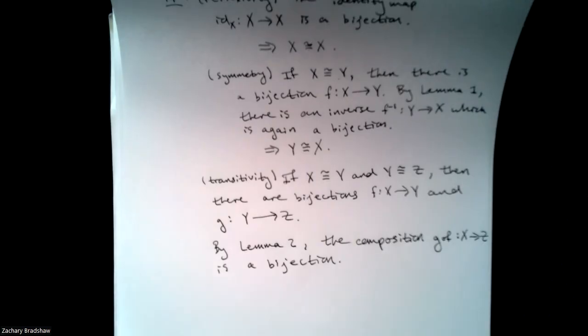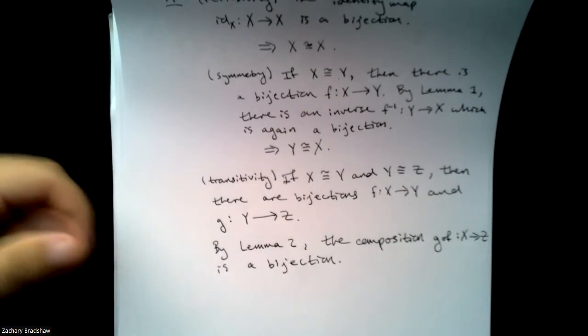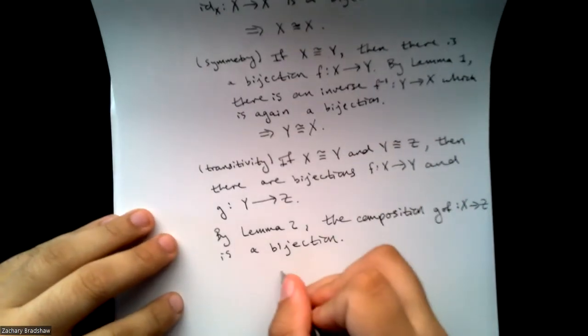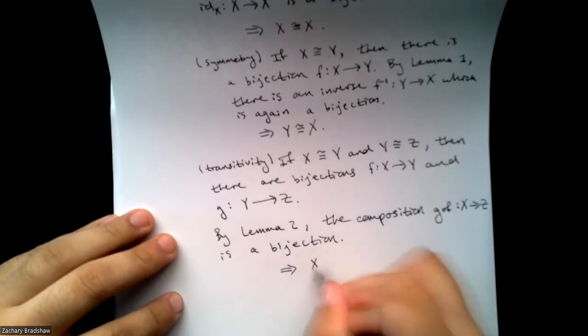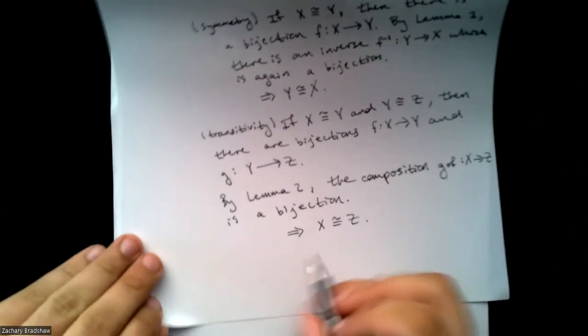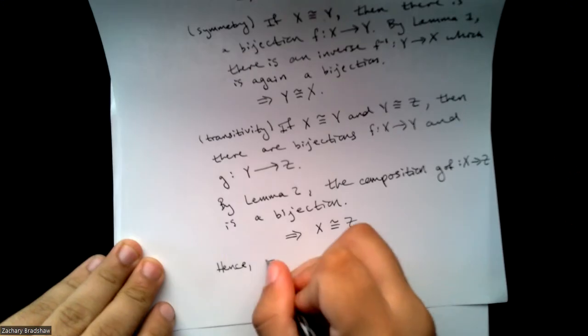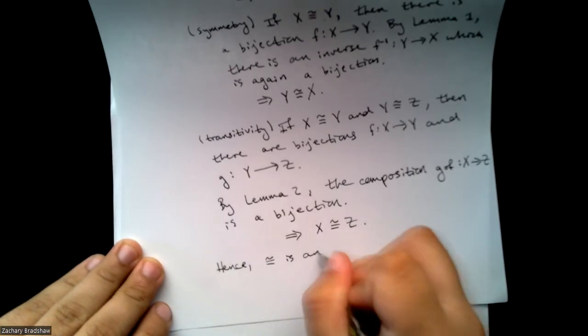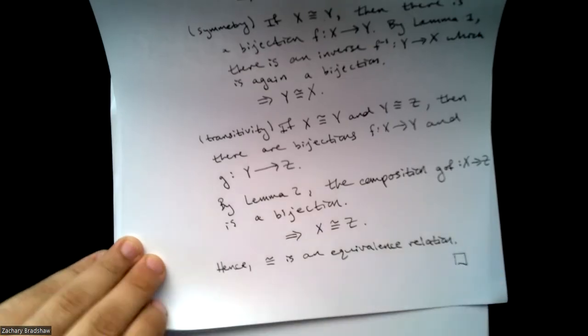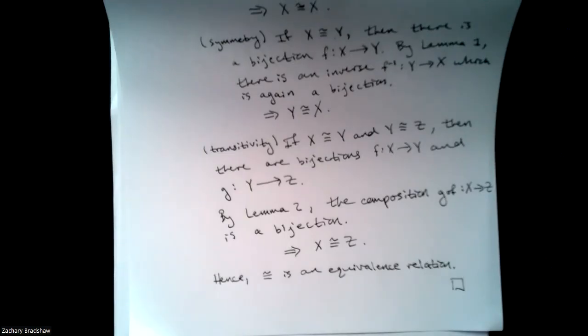So we're assuming that X is isomorphic to Y and Y is isomorphic to Z. The definition of that is that there are bijections from X to Y and from Y to Z. If we compose those bijections, lemma 2 tells us that we get another bijection. And this time it's from X to Z. And so actually, this implies that X is isomorphic to Z. And that's the transitivity. And so the isomorphic notion we defined is an equivalence relation. Okay, great. So this is great. We now have a notion of when two sets are equivalent, and it's an equivalence relation as it should be.